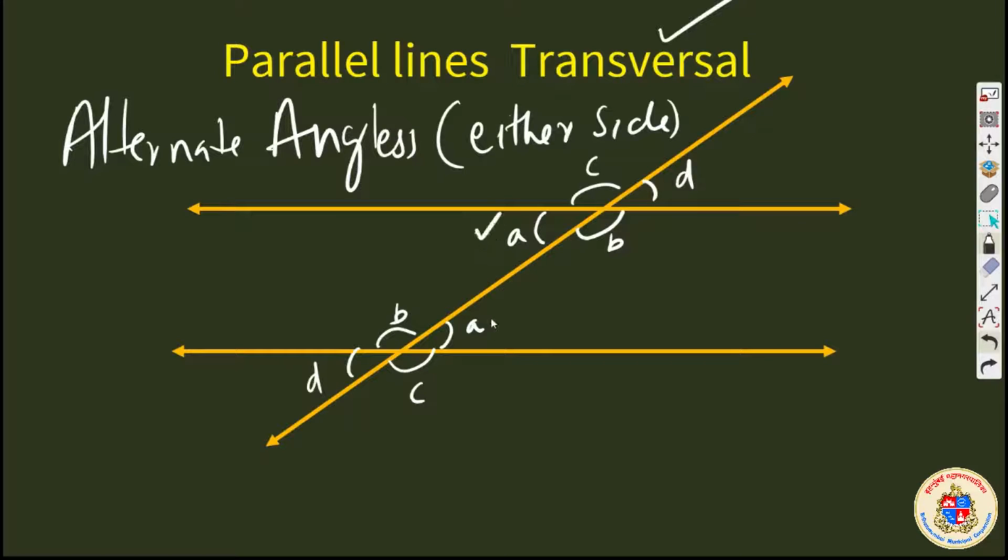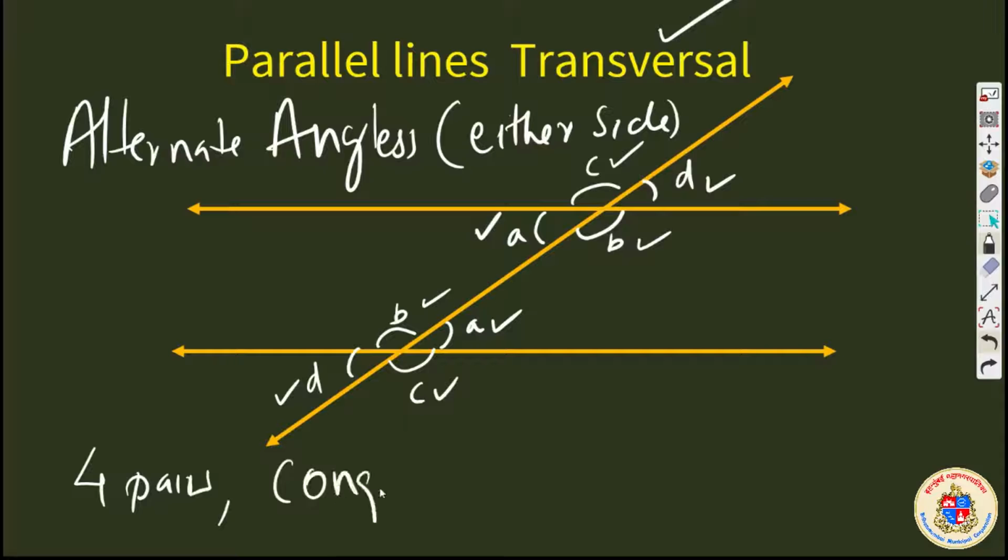Here A is congruent to this A on the other side. B is congruent to this B. We have proved it in the last video. C is congruent with this. D is congruent with this. So here also 4 pairs of alternate angles are formed and they are congruent. It doesn't mean that each one is congruent with every other. Pairs are congruent. There are 4 pairs for congruency.